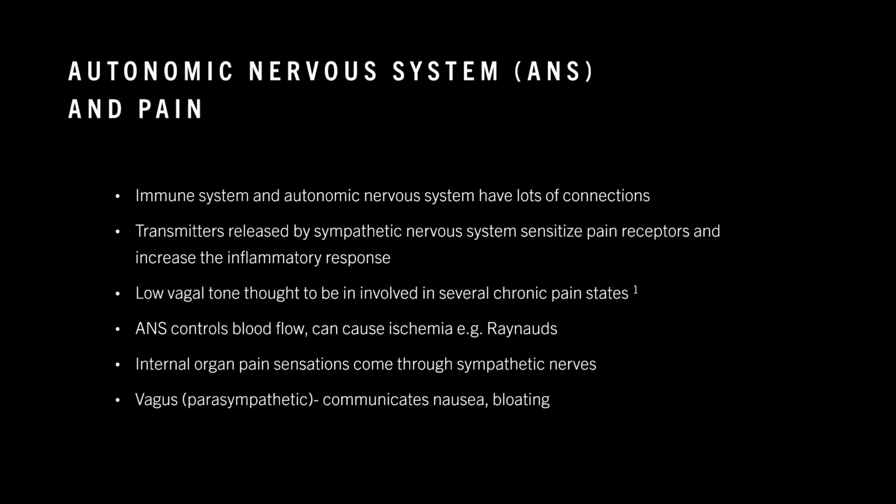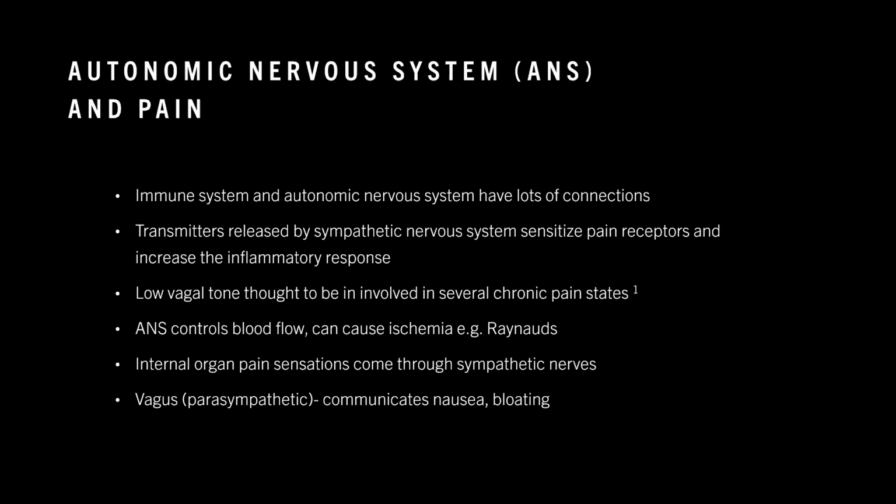So just a quick slide on this: autonomic nervous system and pain. The immune system and the autonomic nervous system have lots of connections. For instance, all of the white blood cells, macrophages, those kinds of things have receptors for the transmitters that the sympathetic nervous system and parasympathetic nervous system use. So when the sympathetic nervous system is activated, that activates some of the cells in the immune system. I'm not saying it makes them more active, but it has an effect on them.